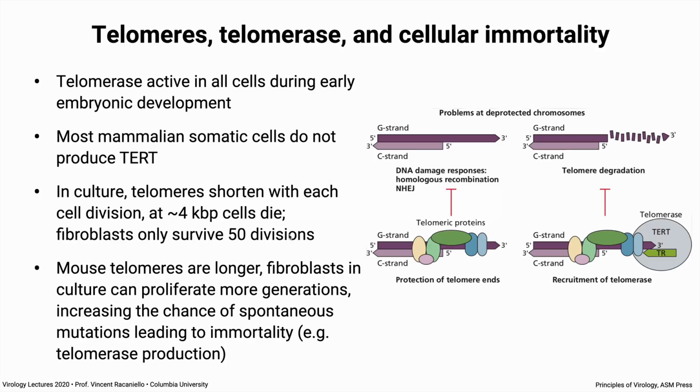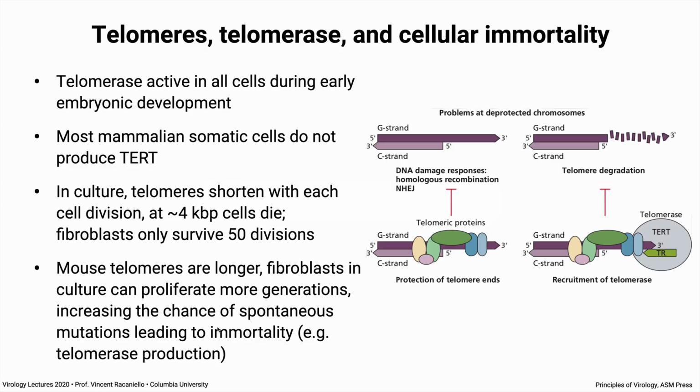It turns out that mouse telomeres are longer. Their fibroblasts in culture can divide for more generations, and that increases the likelihood that spontaneous mutations are going to make them immortal. And that's why we can derive immortal mouse cells in culture in the previous experiment, because their ends are longer.